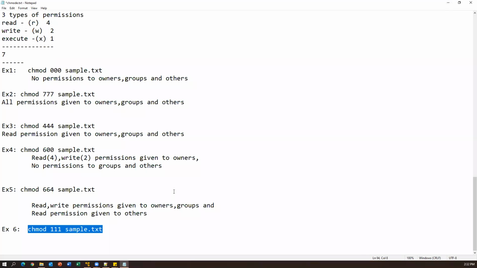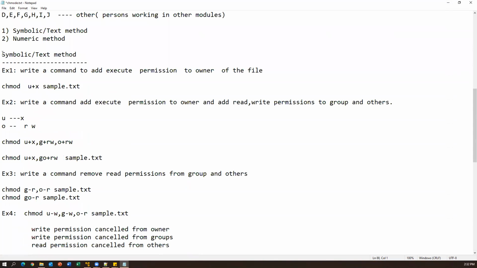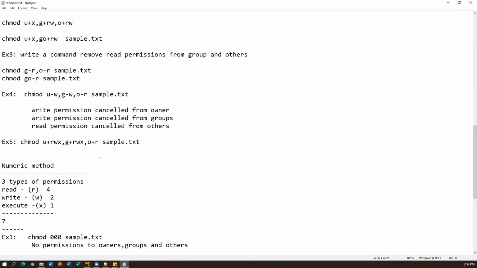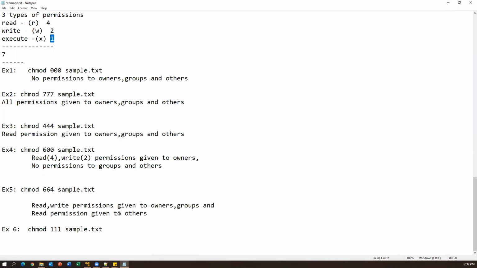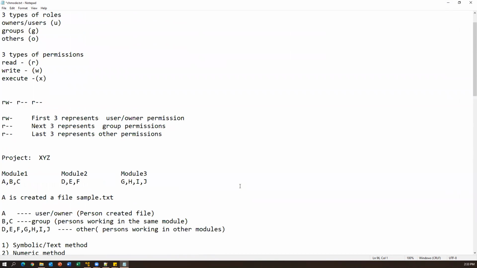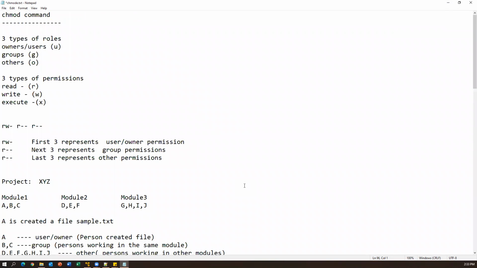So this is another way we can give permissions to a file using chmod. One is the symbolic or text method, or we can use the numeric method. Every permission is represented by some number or code. Using this code, we can give permissions and also remove permissions. If you want to remove permissions, you can use the same chmod command. 0 represents no permissions. So this is all about the chmod command, which is a very important command. Most of the time, if I create files, or if you want to give some permissions to users, group members, or others, you can use this command.